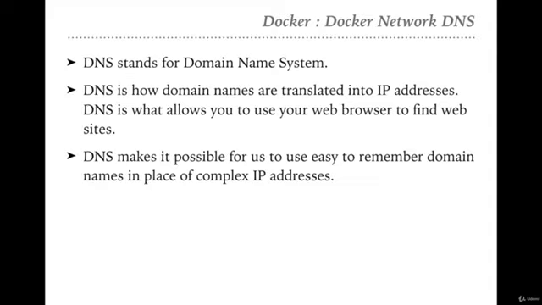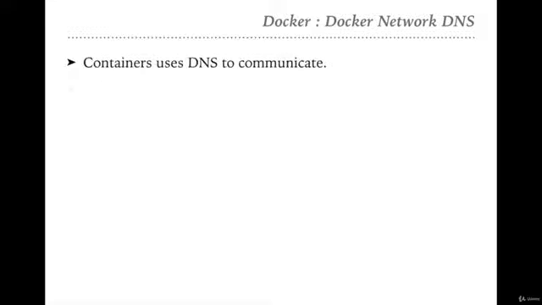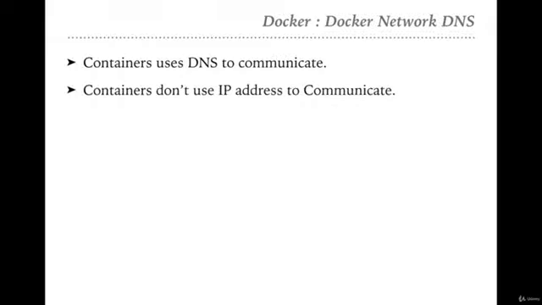Now let's discuss how containers communicate with each other with the help of DNS. Containers use DNS to communicate. And what is the DNS for the containers? The container name is used as a DNS, right? Containers don't use IP addresses to communicate. We will try to understand why containers use their name as a DNS and why they don't use the IP address to communicate. For this, first go to the terminal.